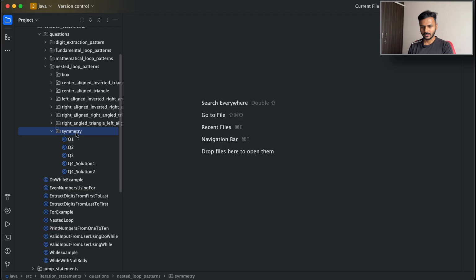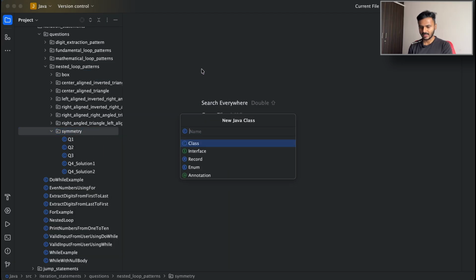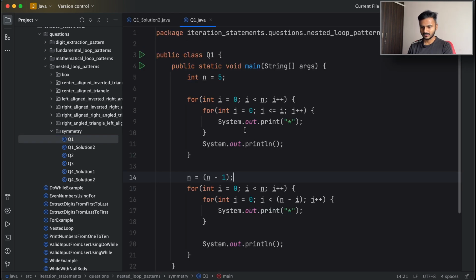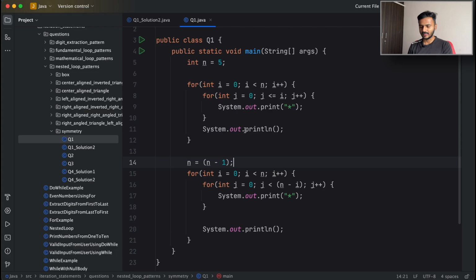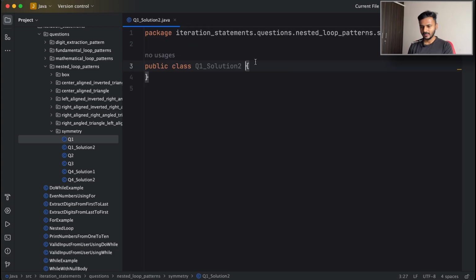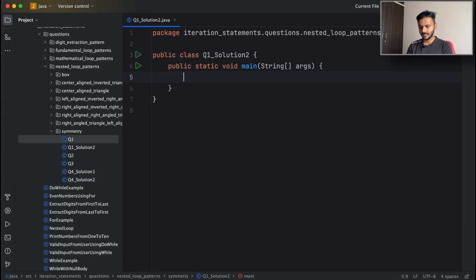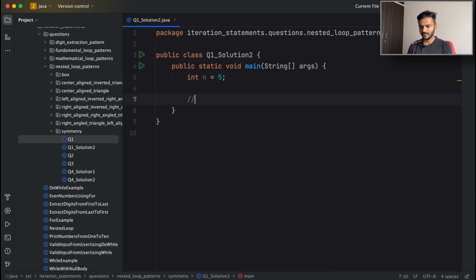So what we are going to do here is create a new Java class and call it Q1 solution 2, because we already have Q1. That is something we wrote in the last video. So let's continue and have a main method, then a variable n initialized to 5. And we are going to take care of the first part.